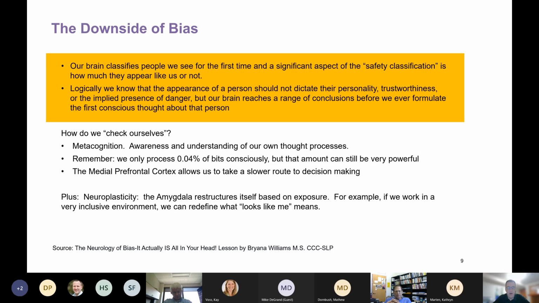And there's another part of the brain that is tasked with doing that, and that's the medial prefrontal cortex. It allows us to sort of take a slower route to decision making. Instead of the amygdala firing the fear impulse and boom, we run, the medial prefrontal cortex says, hold on for a moment. This is not a bear charging at us. This is a person coming. Let's collect additional information about that person before we make a decision to run or to be afraid or anything like that.